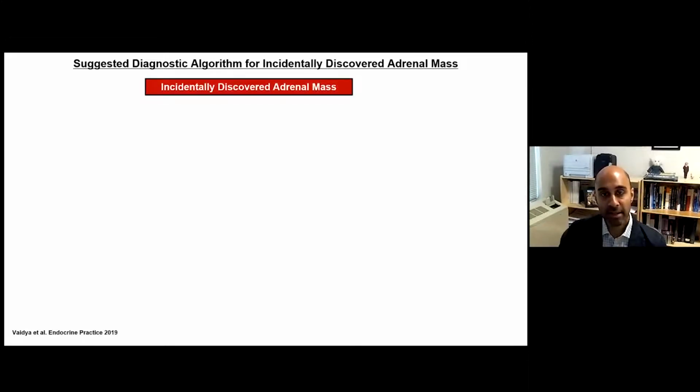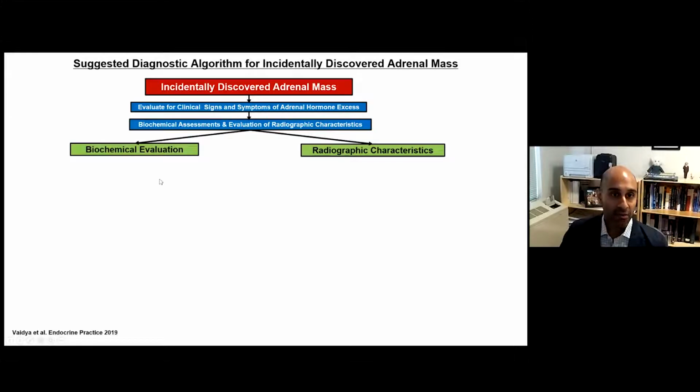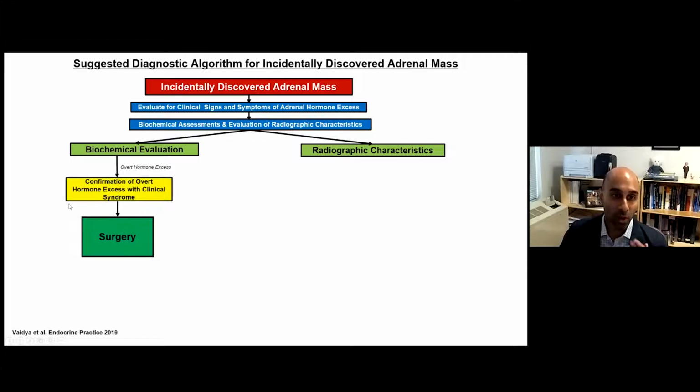Okay, so an incidental mass is seen on a CAT scan or MRI done for another reason. You should first evaluate for clinical signs and symptoms of adrenal hormone excess. That's a history and exam. Then you do biochemical assessments and evaluation of the radiographic characteristics. If you find that there's overt biochemical excess, Cushing's syndrome, pheochromocytoma, primary aldosteronism, the solution is almost always confirmation and then consideration of surgery, especially if it's unilateral. And you should work with your endocrine colleagues or other specialists to decide how best to do that.